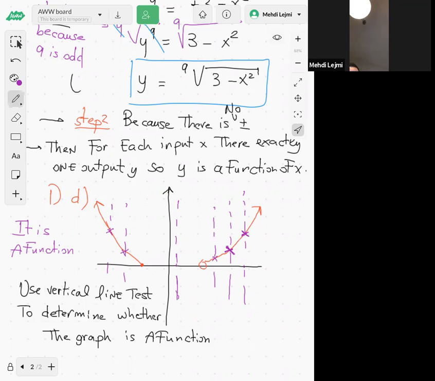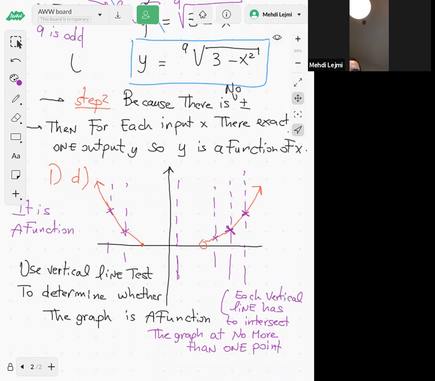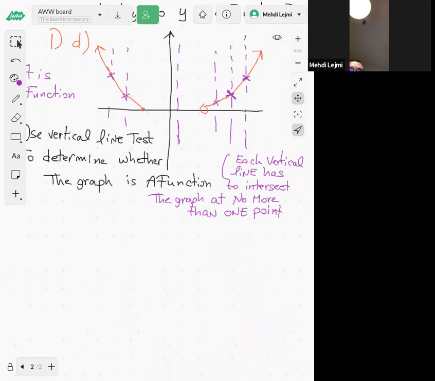Right. So let me just write it down again here. Each vertical line has to intersect the graph at no more than 1 point. No more than 1 point. Okay. Any question about this vertical line test?